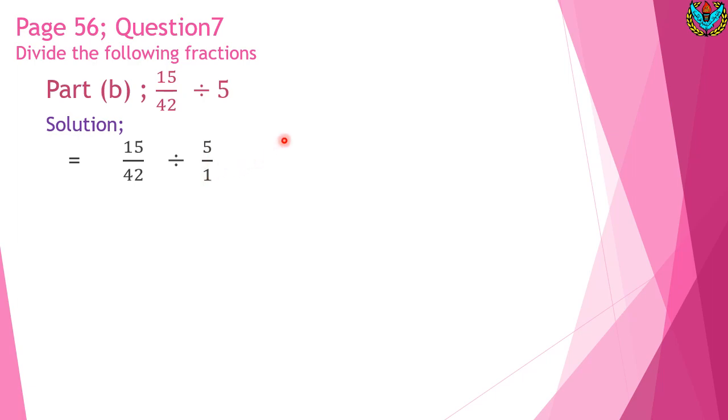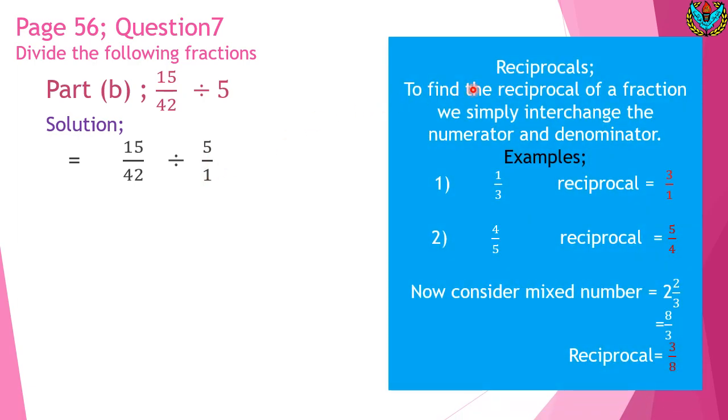Now before the further solution, I want to tell you something about reciprocals. To find the reciprocal of a fraction, we simply interchange the numerator and denominator. Look at the examples. 1 by 3: we change the numerator by the denominator and the denominator by the numerator, and we get the reciprocal 3 by 1. Look at the second example, 4 by 5. Change the numerator with the denominator and the denominator with the numerator. We get the reciprocal 5 by 4.